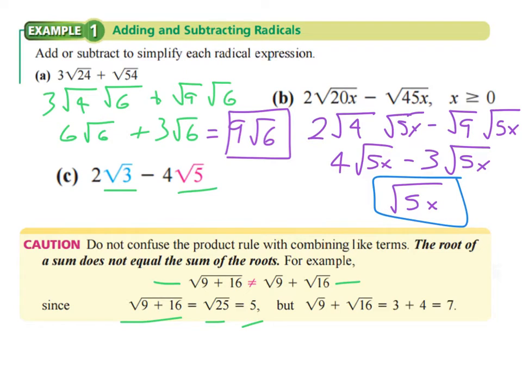The square root of 9 plus the square root of 16, we can square root both of those. We get 3 and 4, and 3 and 4 is 7. So you can see that they're not the same. Whichever one you have, that's the one that you need to deal with. You can't switch it to the other form. So a good example there of a common error. People try to switch this as if it were the product rule instead of adding, and same goes for subtracting.